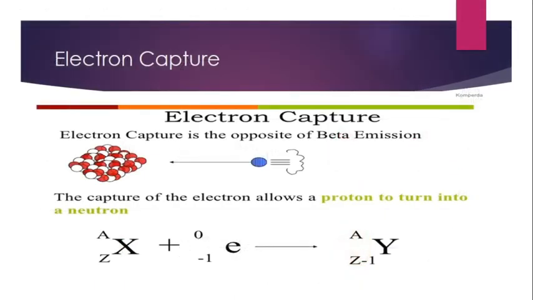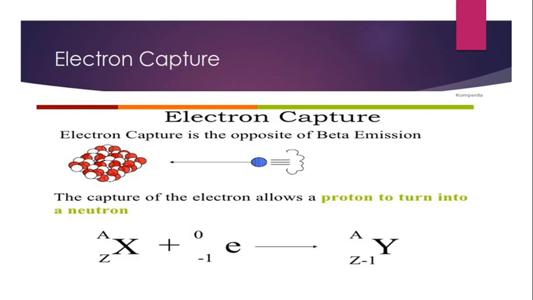Now the next decay mode is electron capture. Electron capture is the opposite of beta emission. So what is beta emission? Emission of electrons. Its opposite means this electron is being captured by the nucleus. So electron capture, by the word itself, means that the nucleus captures an electron. Now from which shell will the nucleus capture the electron? From the nearest shell, isn't it? So which is the shell nearest to the nucleus? It will be the first orbit that represents the K shell.